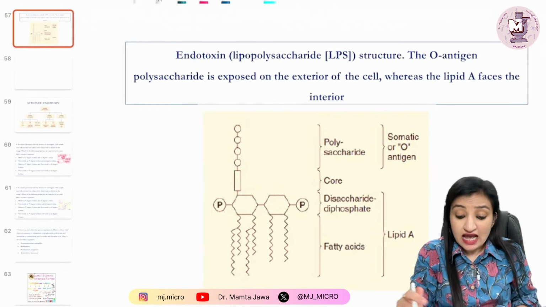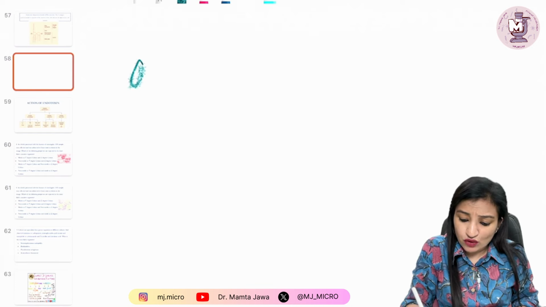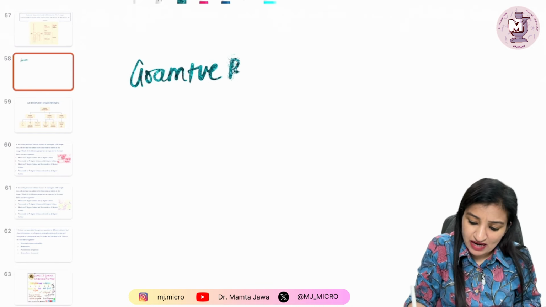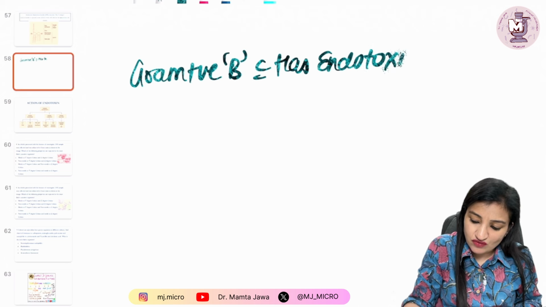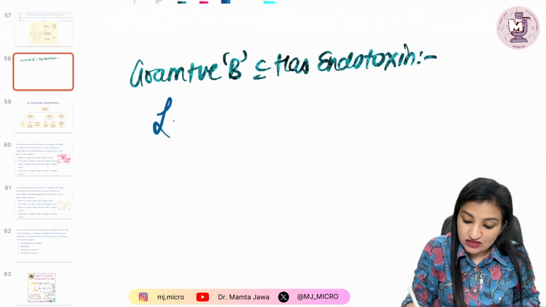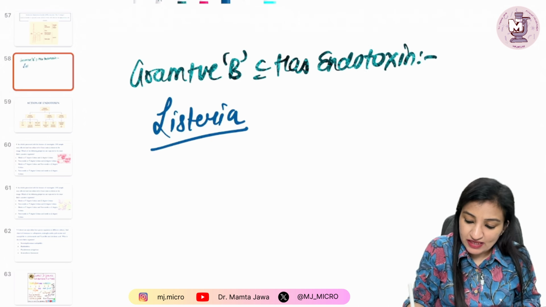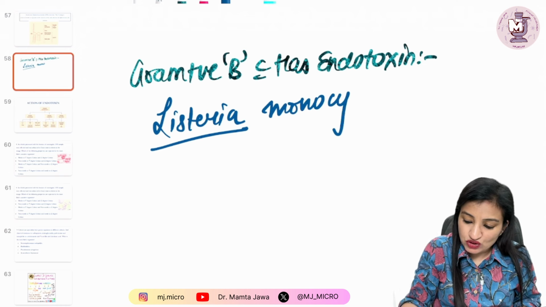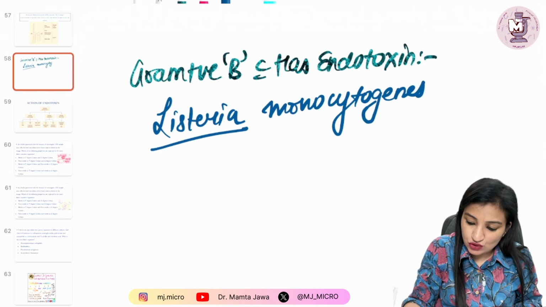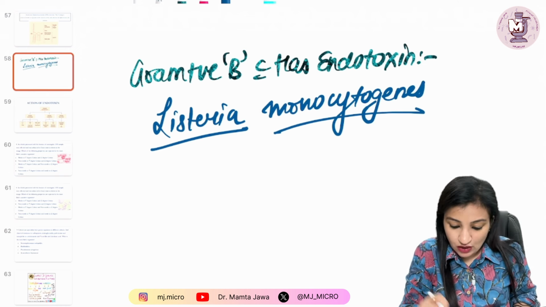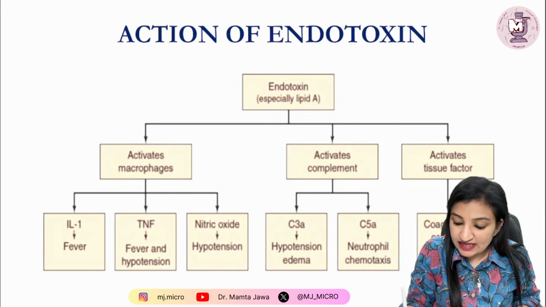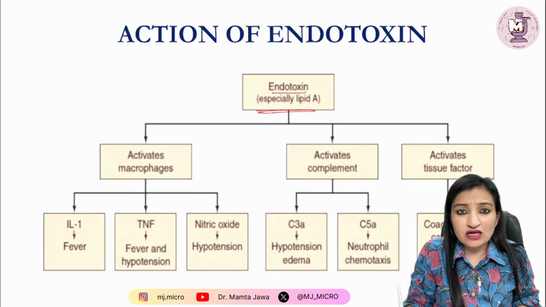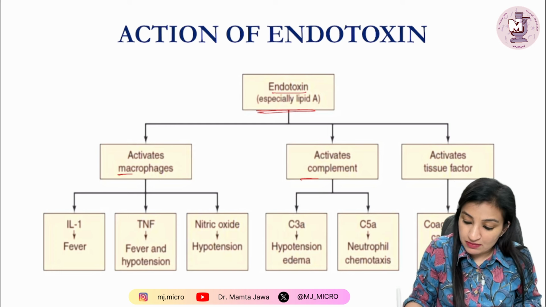Please remember this. And do you know any gram-positive bacterium which has endotoxin in its structure? It is one of my most favorite bacterium because it is gram-positive. Let me write the name in blue. It is Listeria monocytogenes. This itself is an MCQ, guys. Please remember this. Now the action of endotoxin, quickly, इस पे भी questions आते हैं. So as I said, endotoxin, especially the lipid A, which is the culprit, it is going to activate, remember, MCT.